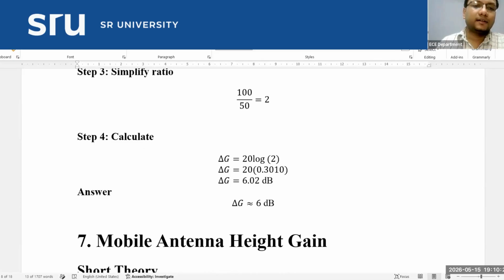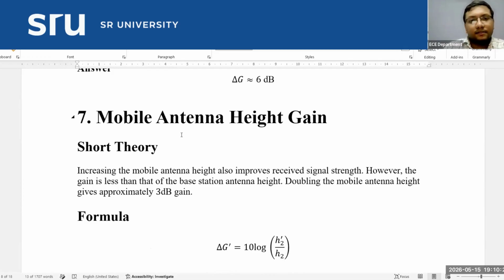Next, suppose the base station antenna height remains as it is. What should be the mobile antenna height gain? Increasing the mobile antenna height also improves the receive signal strength. However, the gain is less than that of a base station antenna height. So doubling the mobile antenna height gives approximately 3 dB gain. That is why the mobile antenna height gain is equal to 10 log. See, earlier it was 20 log. Now this is 10 log. So 10 log H2 dash divided by H2.